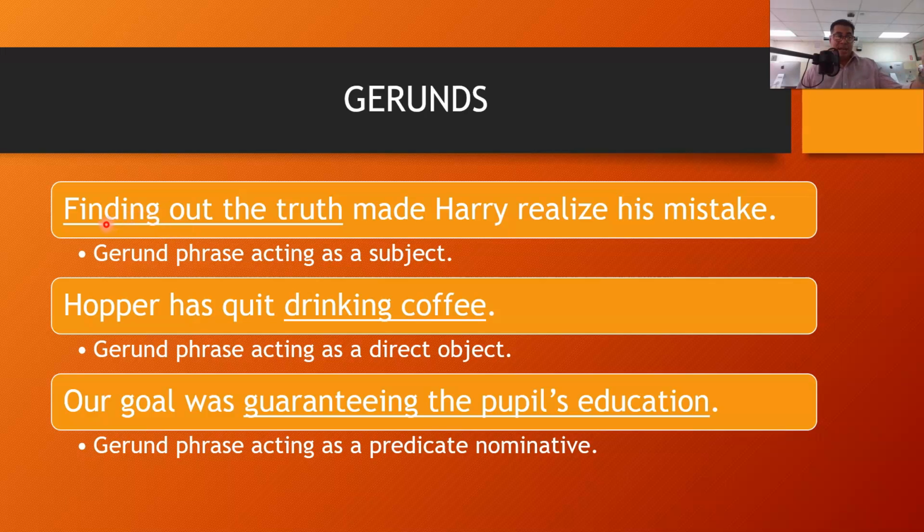Let's check it out now. Let's see if with the ending ir these sentences make sense in Spanish now. Averiguar la verdad hizo que Harry se diera cuenta de su error. Isn't that better? Does that not help you understand this better? Yeah, that makes sense. But averiguando la verdad hizo que Harry se diera cuenta de su error. No, that doesn't make sense in Spanish.